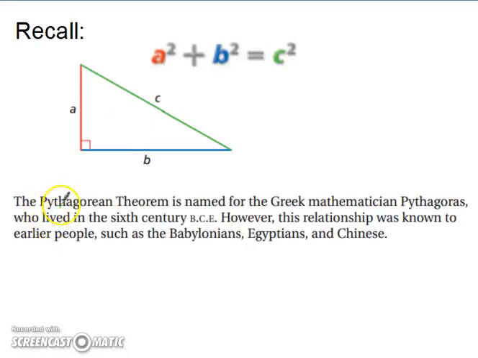Let's look at some history. The Pythagorean Theorem is named for the Greek mathematician Pythagoras, who lived in the 16th century BCE. However, this relationship was known to earlier people such as the Babylonians, Egyptians, and Chinese.